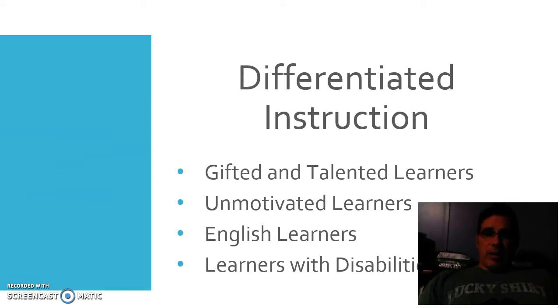We're going to talk a little bit about differentiated instruction for four different types of learners. There are gifted and talented learners, unmotivated learners, English learners, and learners with disabilities. An example I can use with gifted and talented learners is that there are some instructional models out there, like tiered, which will allow you to not only pay attention to all the different types of learners listed, but will also help you focus on the gifted and talented learners.